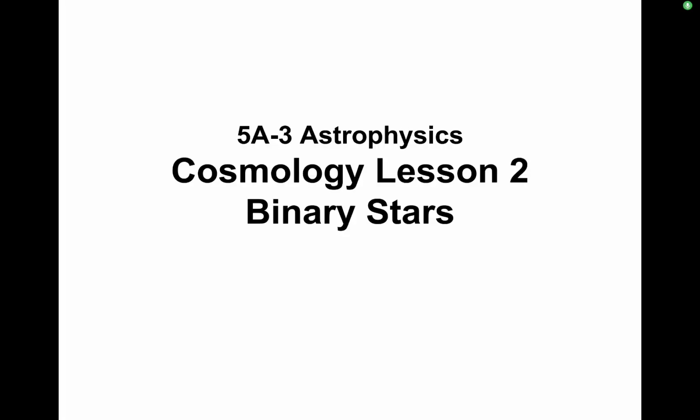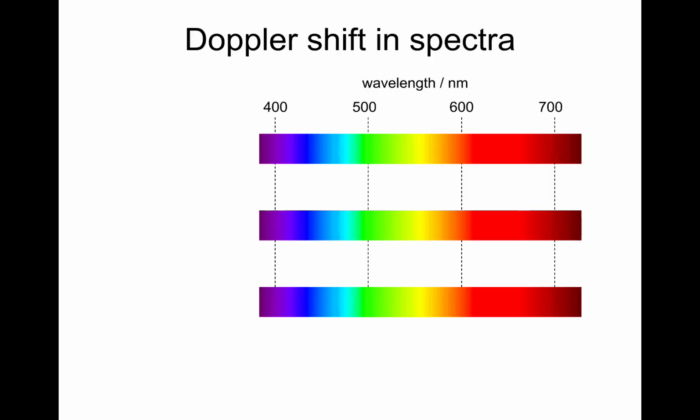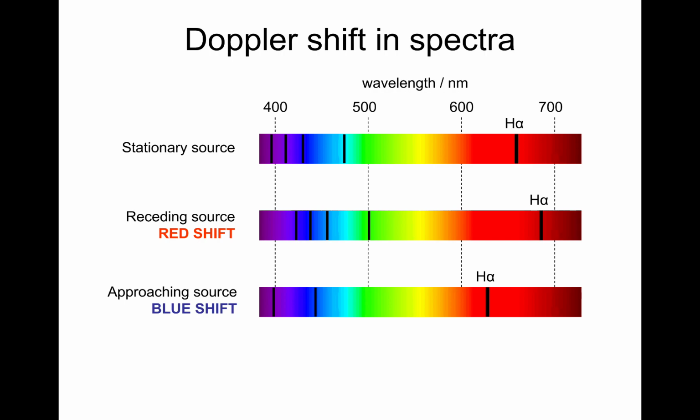It's Astrophysics. This is Cosmology lesson 2, and this one's on binary stars. So, Doppler shifting spectra. There are some spectral lines for a stationary source. If it red shifts, you'll see it shift obviously towards the red end of the spectrum, to the right. Blue shift shifts to the left. So you may see these in examinations.